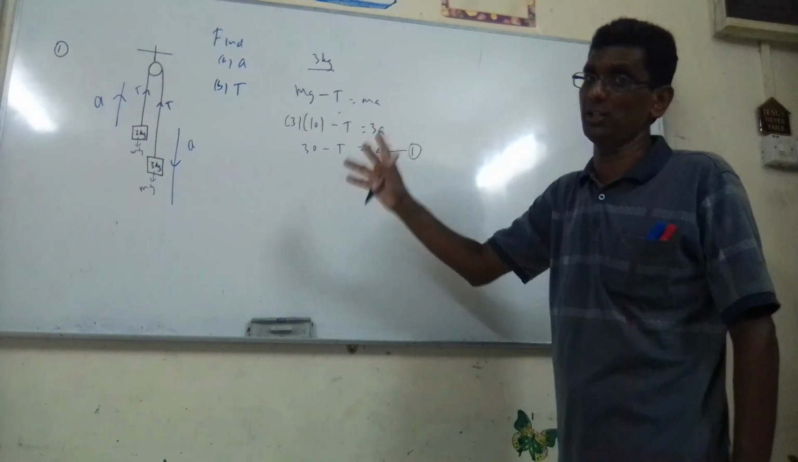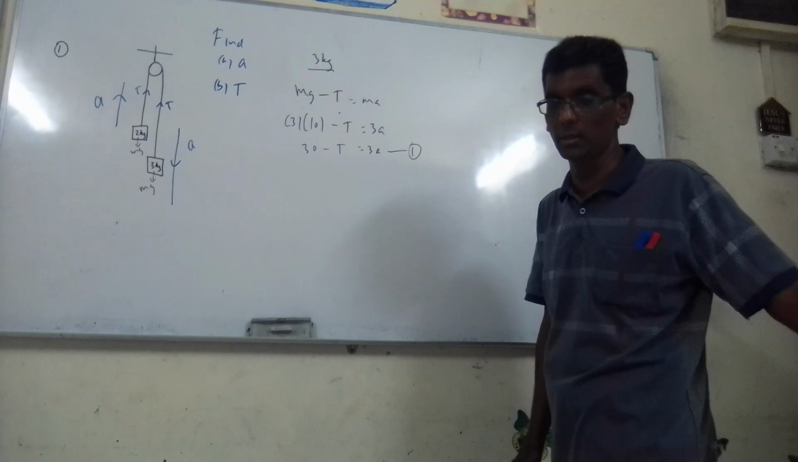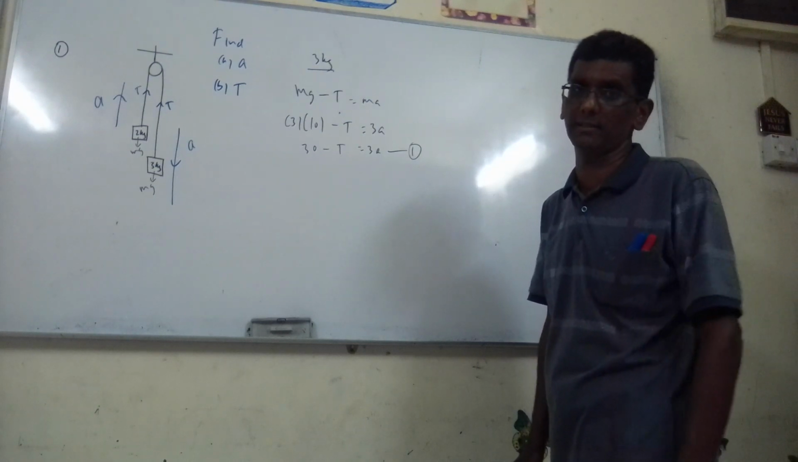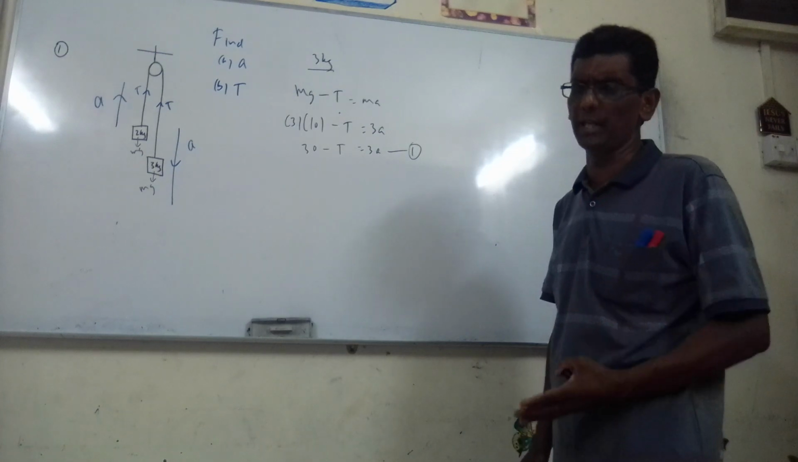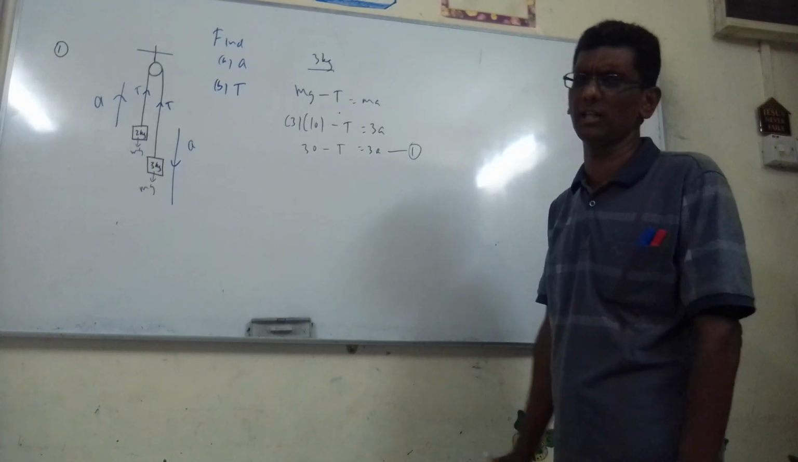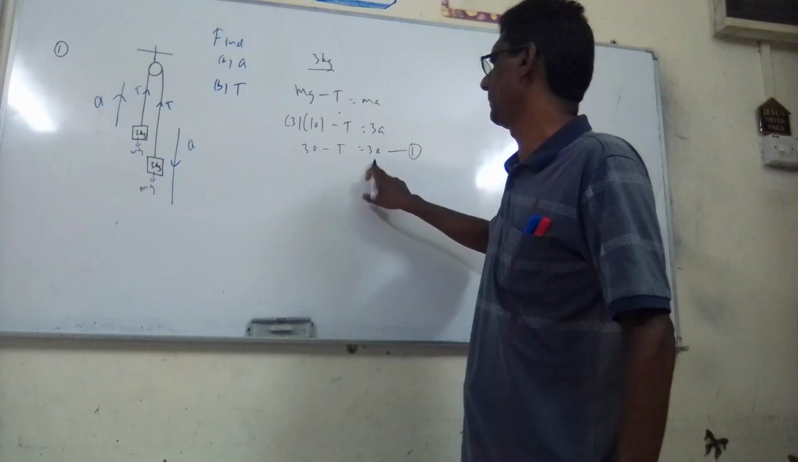Let's take g as 10 because I saw it in the syllabus book. In the question we take g as 10. Sometimes you can take 9.81, so it depends on the question. Okay, 30 minus T equals 3a.